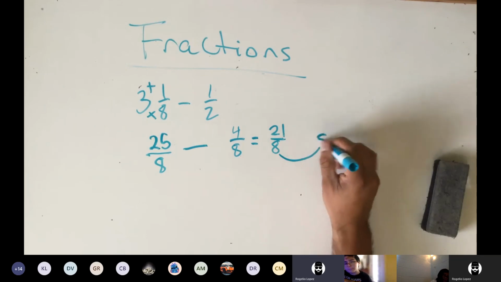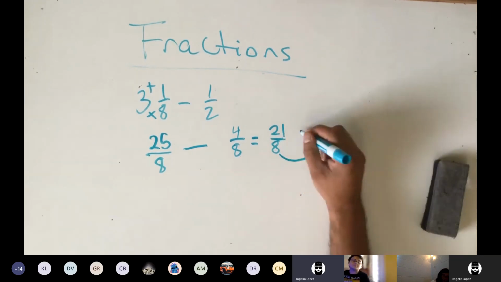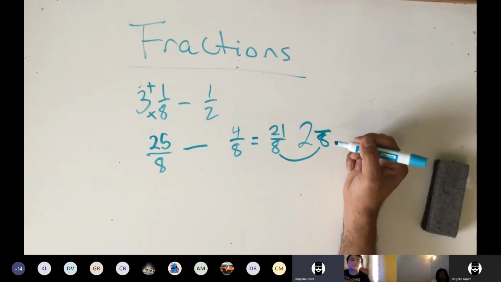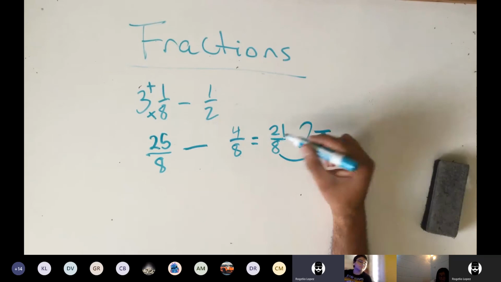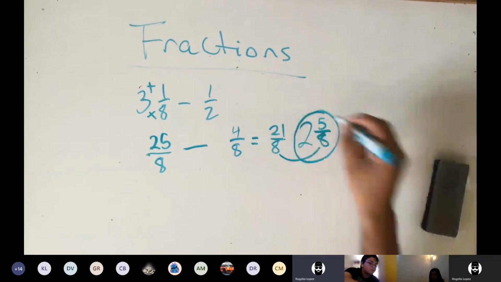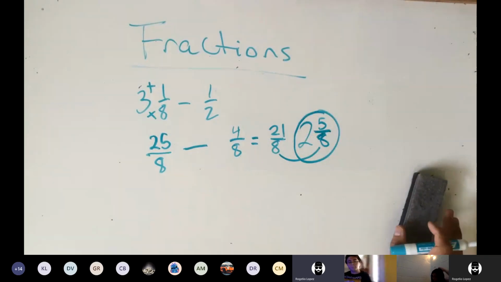The 8 carries over, so 8 goes like that. How many 8s go into 21? Well, 2 of them, because that gives me 16, because if I go 3, I go to 24, and that's too much. So the difference between 16 and 21 is 5. Okay, now I'm left with 2 and 5/8. Okay? And that's how you do those.